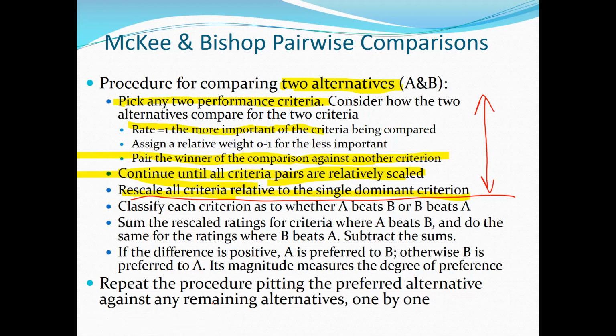And then the magnitude: if it's close enough, then our preference level is not that high. But if the difference is large, then we can be very confident that we prefer alternative A compared to alternative B. And if there are more alternatives, like for example A and C, then you pick up the winner and pit that against the same relative criteria scale.